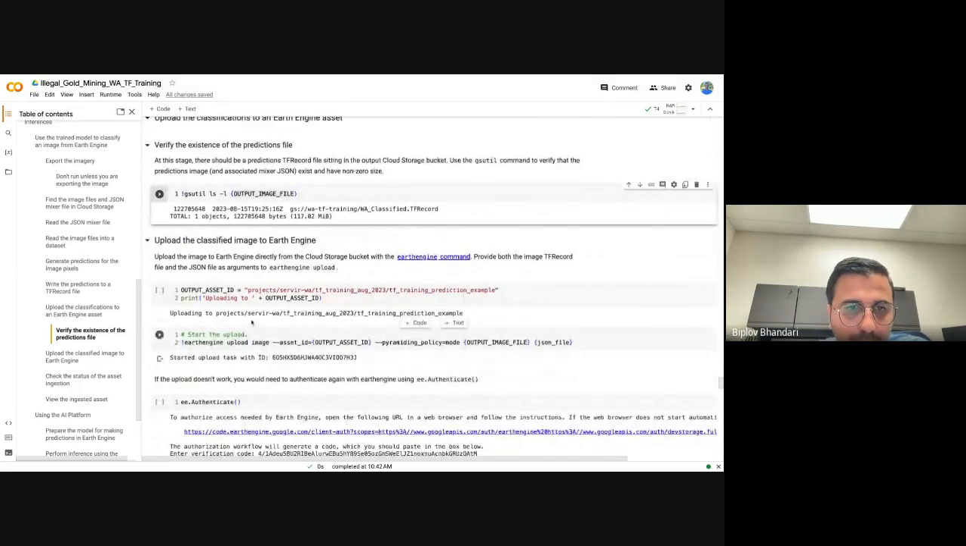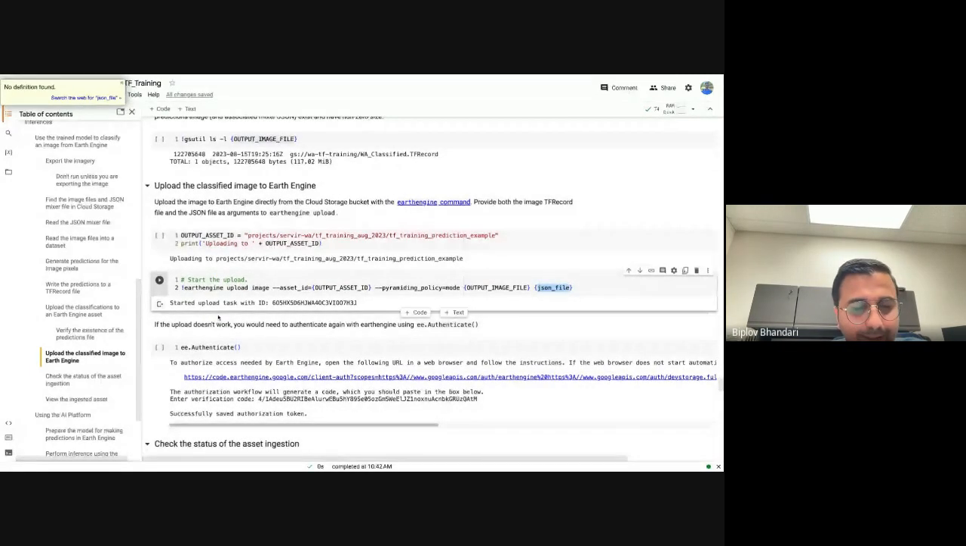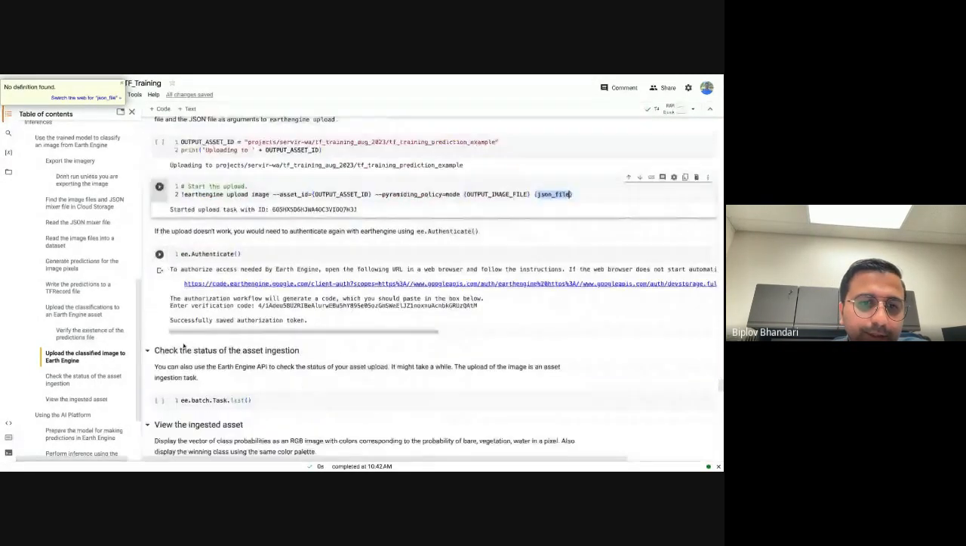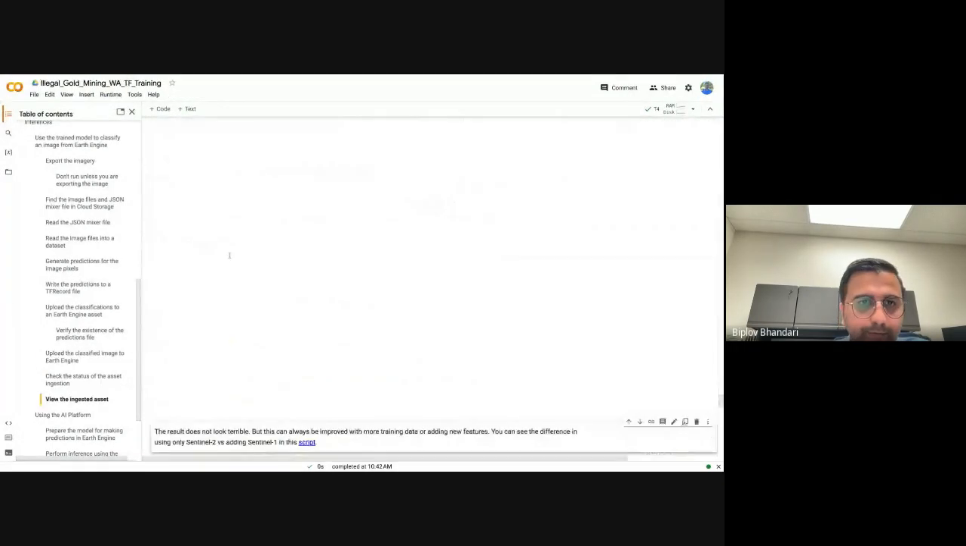So in order to do that, we'll use this upload image function. We'll provide it with the output asset file, which is this classified image, and we'll also provide it with a JSON file. It looks at the JSON and understands what affine parameters need to be applied to georeference the image. When you run that, it will start uploading that image to Earth Engine. Once your upload is complete, then you can go and visualize the result.